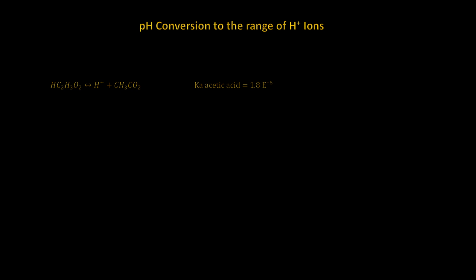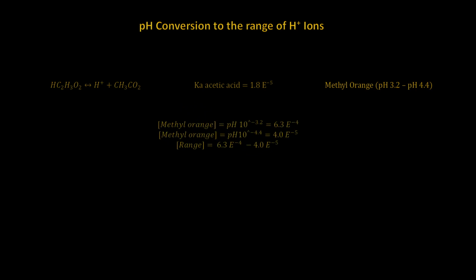The pH range of the methyl orange, which is a weak acid, from the indicator chart, has a range of 3.2 to 4.4. The range of pH values must be converted to the equivalent molar range of the indicator. The equation for the conversion is simply the antilog of the pH, which is 10 to the minus pH value. As shown, the pH of 3.2 is 6.3 times 10 to the minus fourth, and the pH of 4.4 is 4.0 times 10 to the minus fifth.